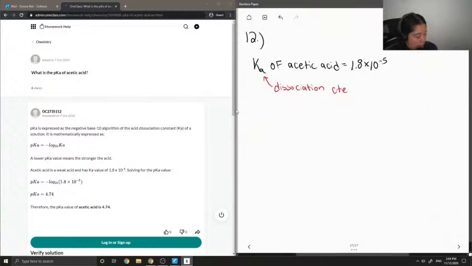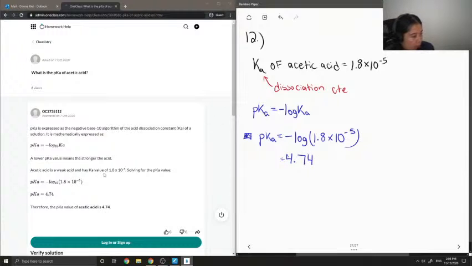So to calculate pKa is actually pretty simple. All it is, pKa is equal to the negative log of our Ka value. So for example, for acetic acid, the pKa is just equal to negative log of 1.8 times 10 to the negative 5. And this gives us a pKa value of 4.74.